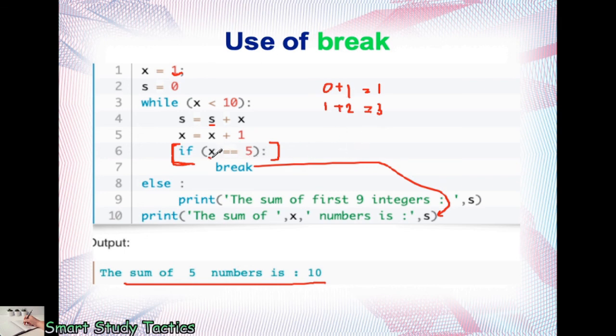As soon as x becomes 5, it will break and reach the last point. It will not jump to the else, because the break was triggered. The else will run only when the condition becomes false. Okay, so let's continue to the next.